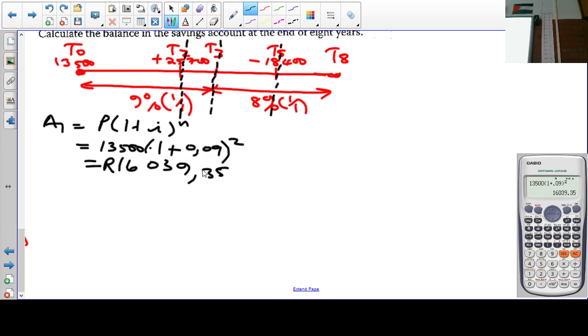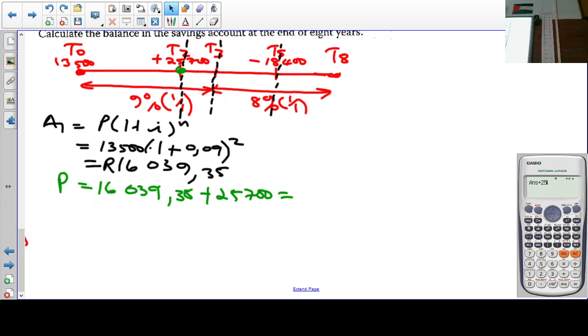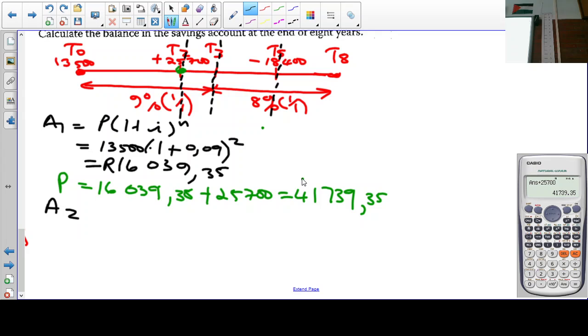Not so? So what happens now? The interest rate doesn't change, but the principal value changes to 16,039 rand and 35 cents. What happens? We're adding 25,700 rand to it. Not so? So that gives us an answer of 41,739 rand and 35 cents. Okay. So now we go to the A2 formula. Remember, that's the amount lying at that point T2. So what happens now? A2 is going to be 41,739 rand and 35 cents, up until where we're going to T3 now.